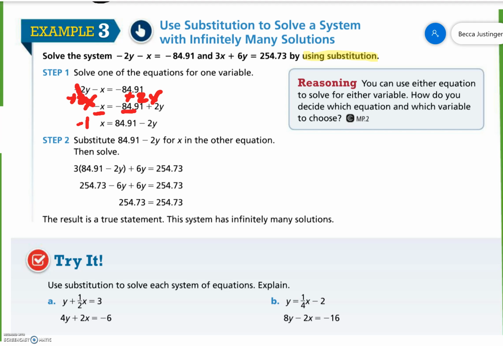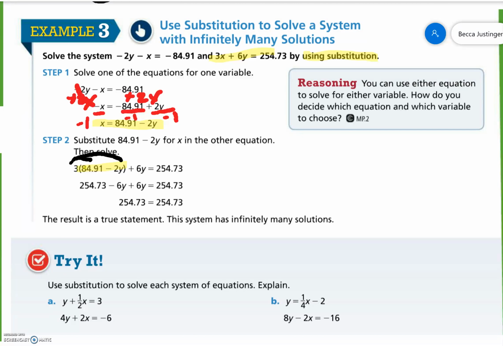X is still not alone. We got to divide by negative 1 on everything. So that equals x equals negative 84.91 divided by negative 1 equals positive, and a positive divided by negative equals negative. So now we know that x equals 84.91 minus 2y. So wherever we see an x in the other equation, this 3x plus 6y equals 254.73, we can plug that in. So we do 3, and then instead of x, we put what we just found, that x equals 84.91 minus 2y. Distribute the 3 in.